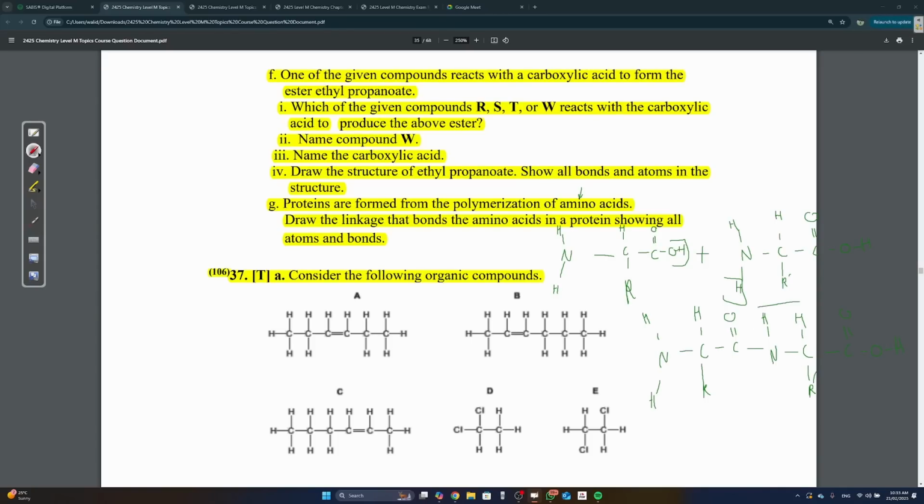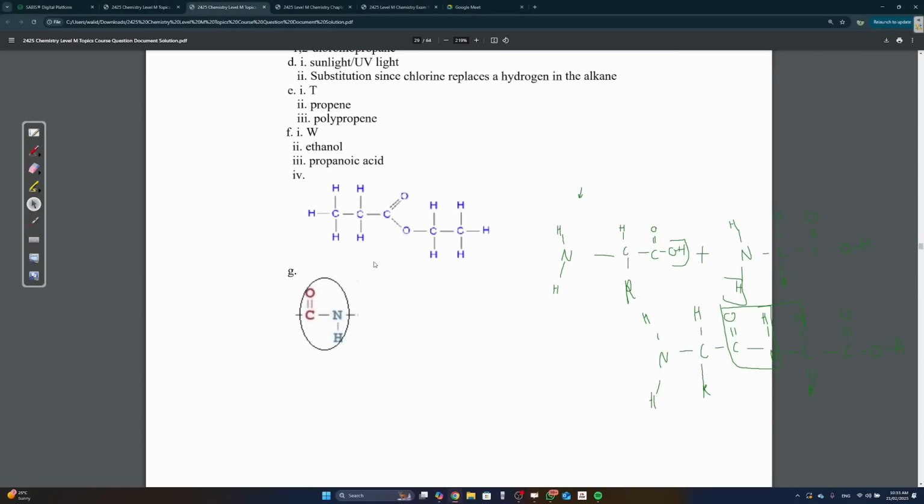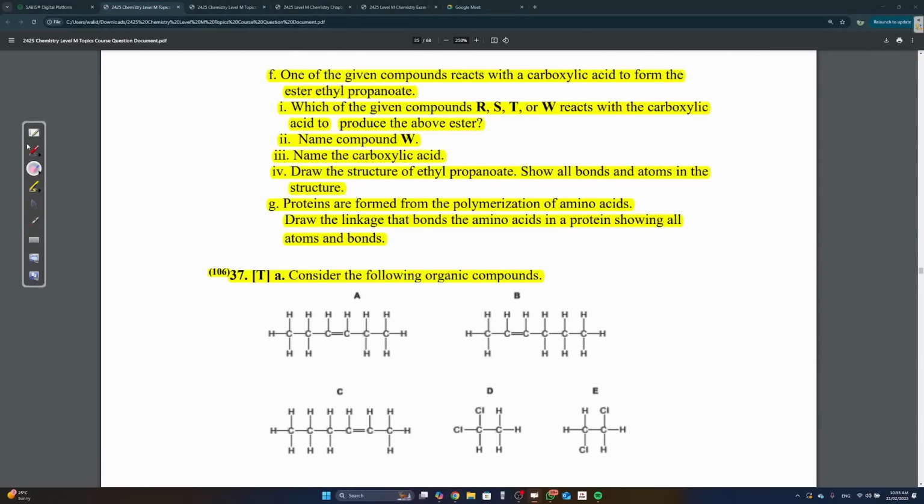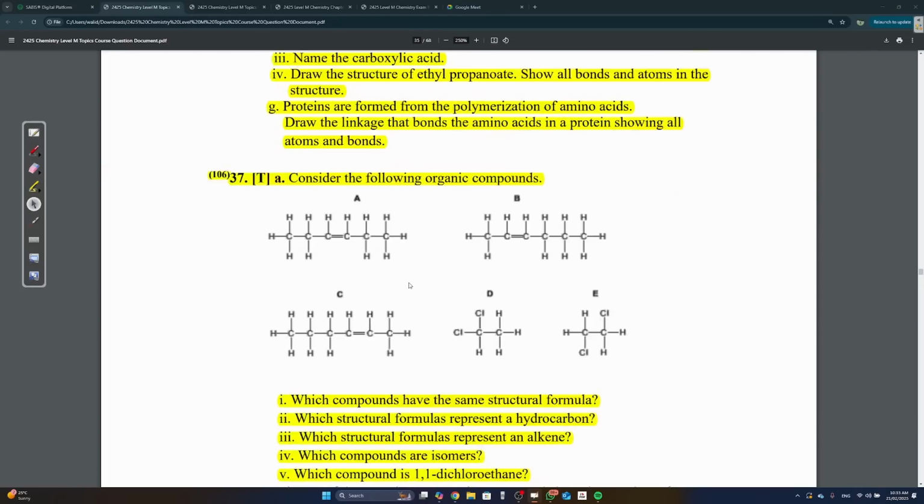So what's the linkage? Not that, sorry, this, right? This is the linkage. So how do they draw it in there? Let me see. Ah, they just wanted the linkage. If they want the linkage only, you know that the amide bond is just this: C double bond O bonded to the NH. That's it, showing all atoms. I think that's just what they wanted.